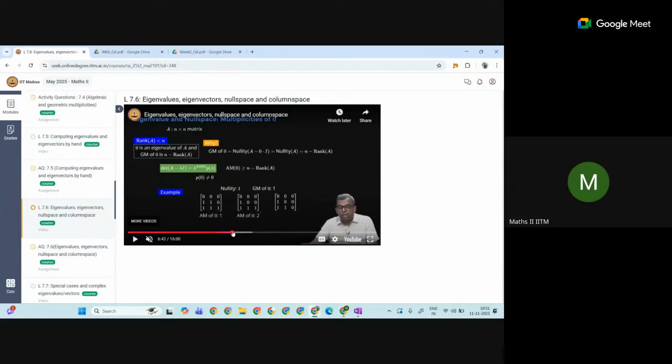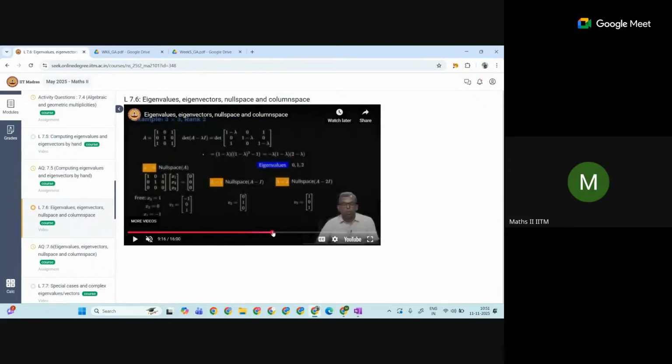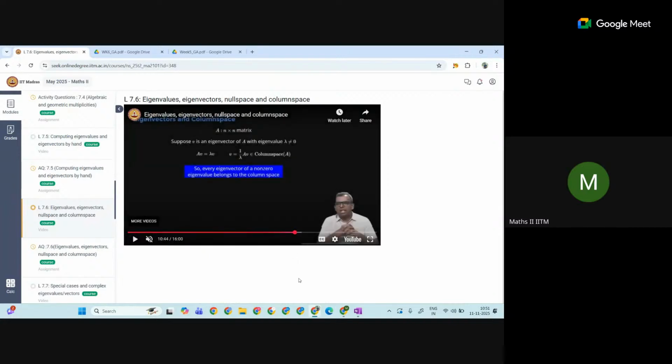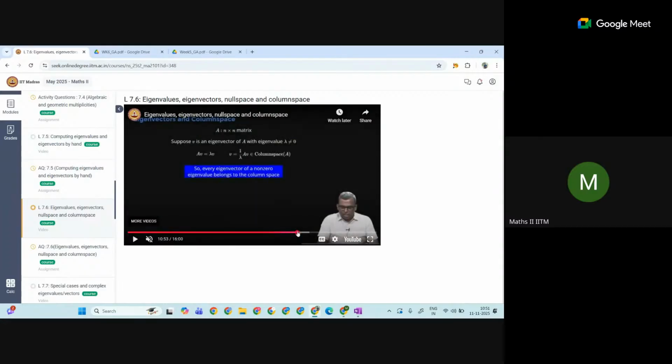Some questions could definitely be asked in the quizzes, and these are simple tricks you can use without doing A minus lambda I in the bigger cases. So, one another result. We'll also discuss the rank one matrix.